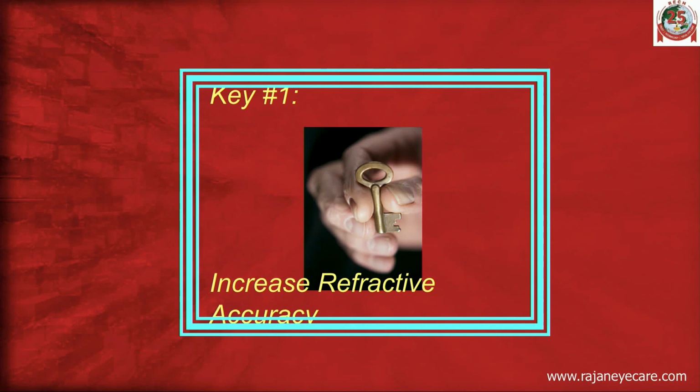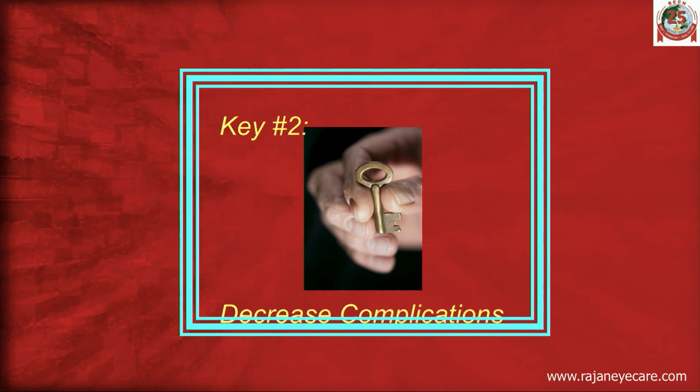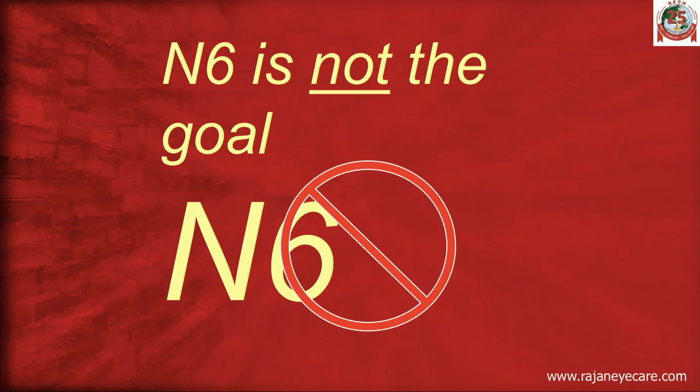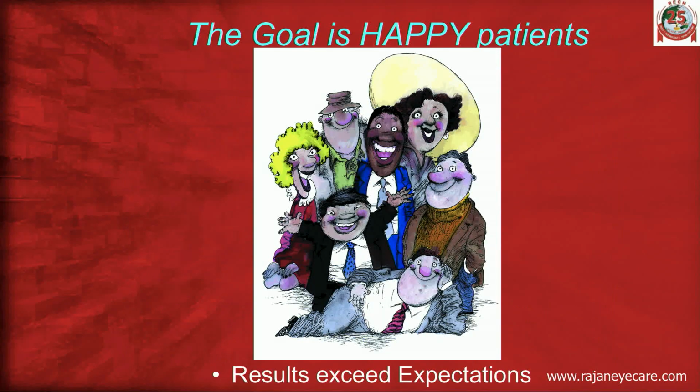The four mantras as far as cataract surgery is concerned are: increase refractive accuracy, decrease the complications like corneal edema and PCR, and choose the IOL that gives the best visual quality. And 6/6 please understand, 6/6 is not the goal. The goal is happy patients at the end of the day.